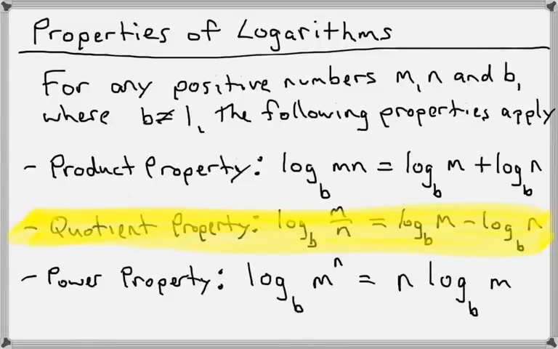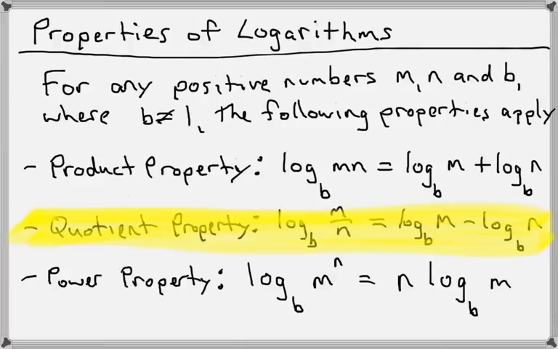In this video, we are going to be expanding logarithms using the quotient property. So of our list of properties here, I've highlighted the quotient property. It tells us that anytime we have a log base b of an m divided by n, that is equal to the log base b of m minus the log base b of n.